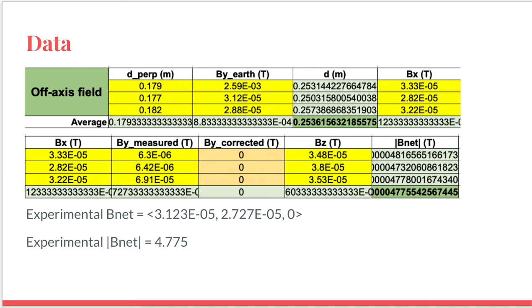The data I found is shown on the screen here. I found the experimental B-net to be 3.123 e to the -5 and 2.727 e to the -5, and this created a B-net of 4.775.